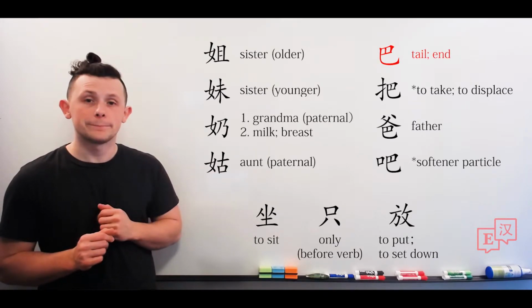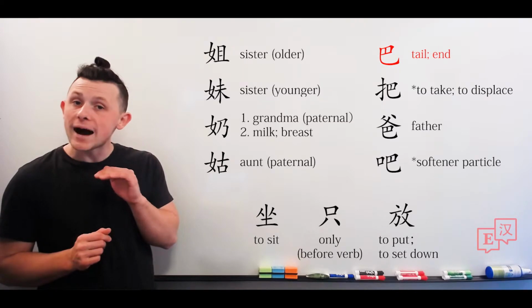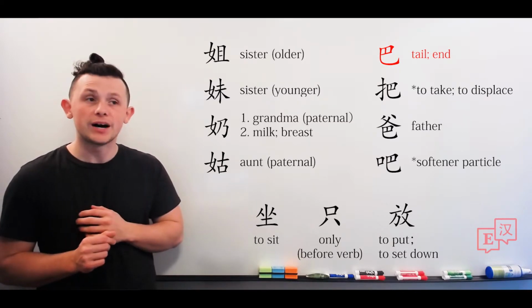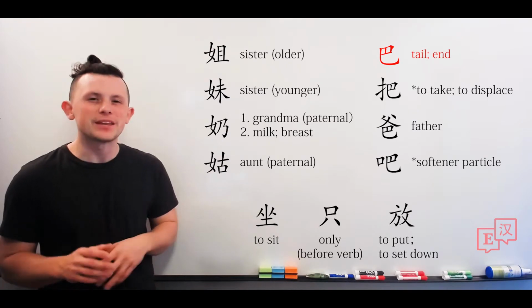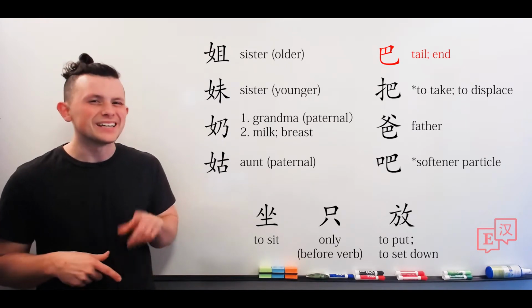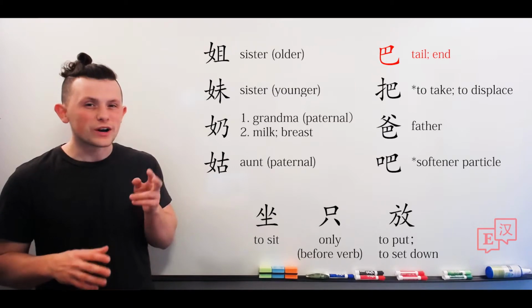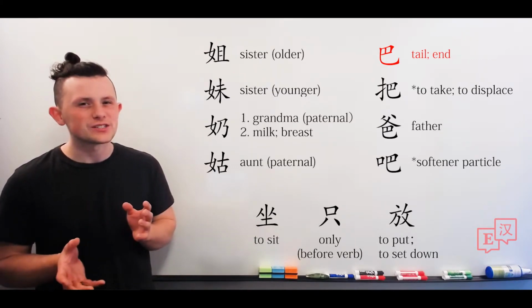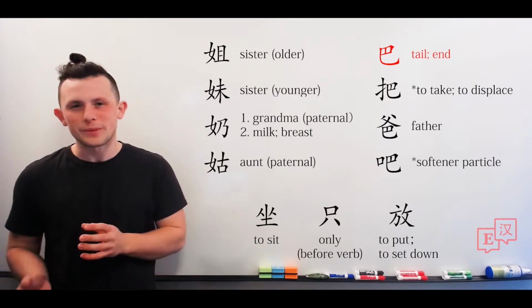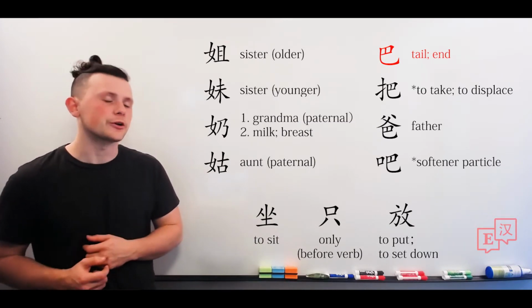Now, our next several characters are based on ba. This character has a kind of slippery meaning, but the general purpose of it will be tail or kind of the end of something. However, we'll also see it for various carryover words from English like bus, which we'll learn in our vocabulary.